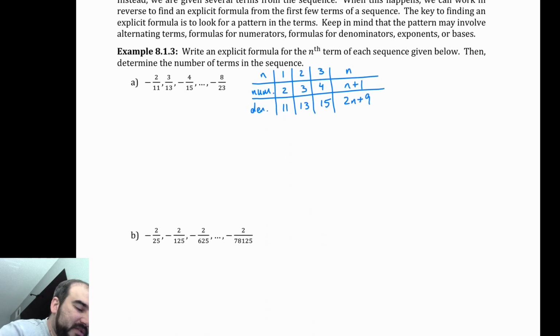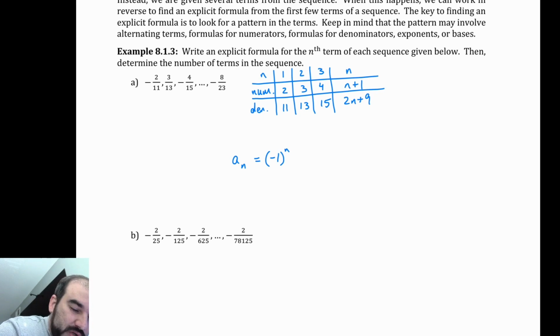So how we represent an alternating positive, negative sequence is just chuck in a negative 1 to the n at the beginning of the sequence, or at the beginning of the explicit formula. So the explicit formula here, a sub n, will be a negative 1 to the n, so that we can have that alternating negative positive situation.